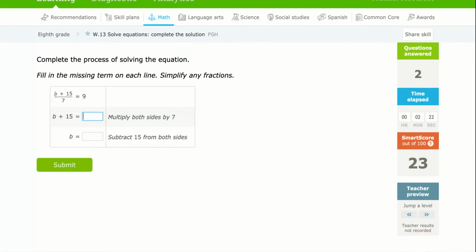Here, we're left with the numerator in that second statement, the b plus 15. Somehow they removed the division by 7. Well, they did that by multiplying both sides by 7. And so if I take the 9 and multiply by 7, I get 63. And now we subtract the 15 from both sides. 63 minus 15 would be 48.